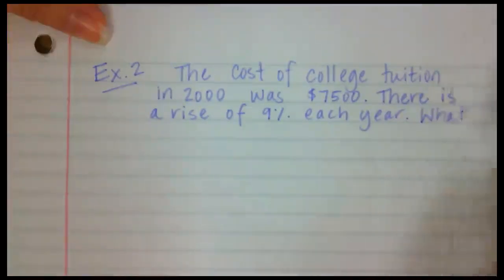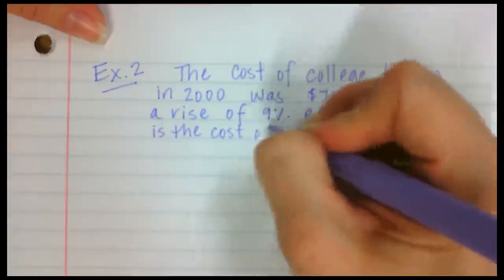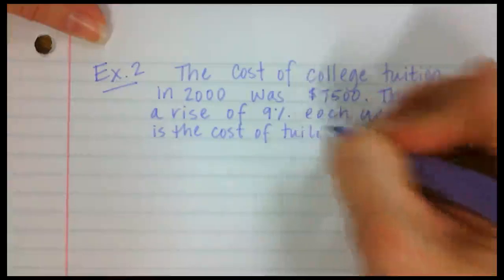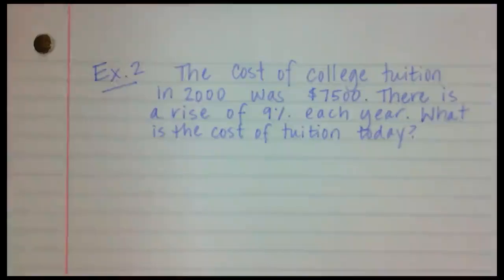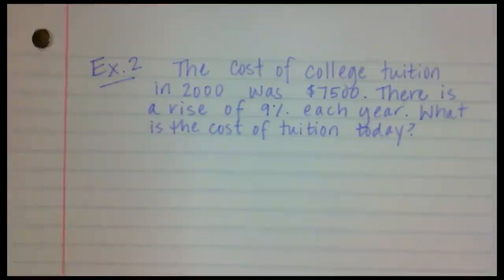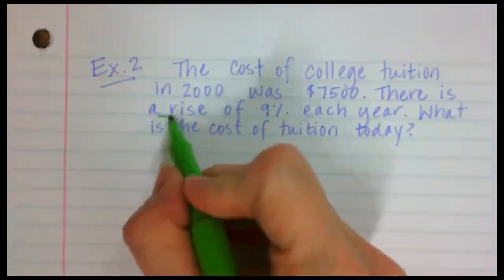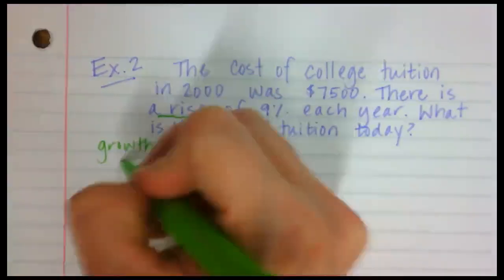So what is the cost of tuition today? All right, the cost of college tuition in 2000 was $7,500. There's a rise of 9% each year. So what is the cost of tuition today? So first thing we want to decide is if this is a growth or decay. So hopefully you notice that the price is rising. So this is going to be a growth.